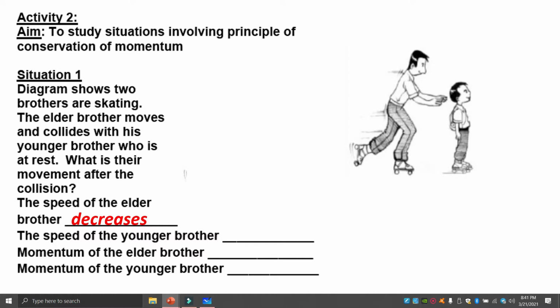But for the younger brother, it will start moving. So its speed will increase, since before, the younger brother was at rest. When the elder brother moves and collides with the younger brother, the younger brother will start to move. So the speed of the younger brother will increase, but the speed of the elder brother will decrease. And then the momentum of the elder brother decreases, but the momentum of the younger brother increases.